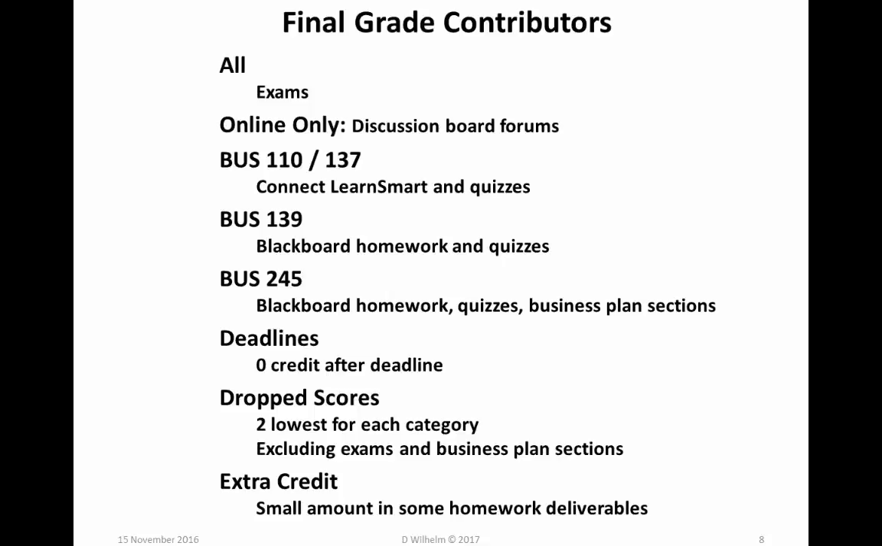The deadlines are firm. There is 0 credit for deliverables submitted after the deadline. The 2 lowest scores are dropped for each category except exams and the Business 245 business plan sections. This removes a penalty for persons who are sick, have personal or family problems, or get caught in a hurricane. There is a very small and insignificant amount of extra credit in some of the homework deliverables.